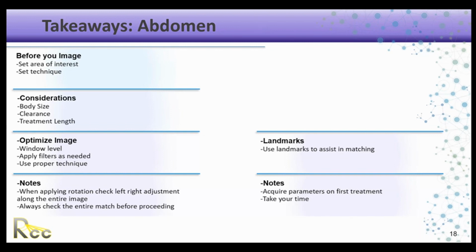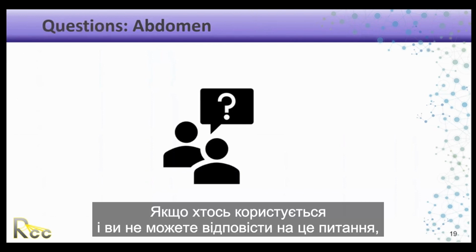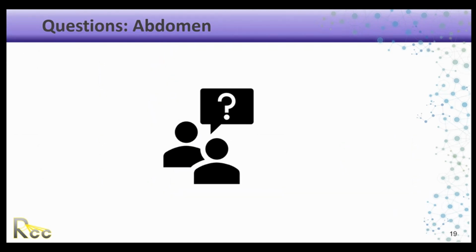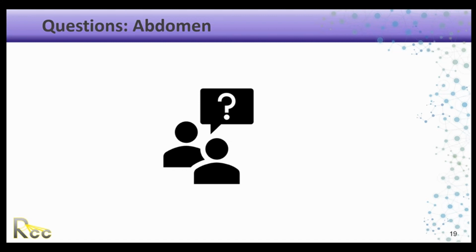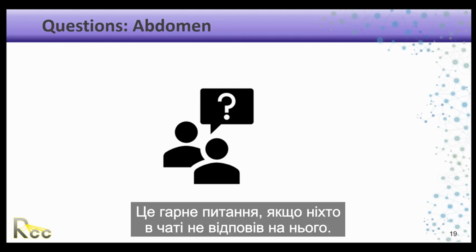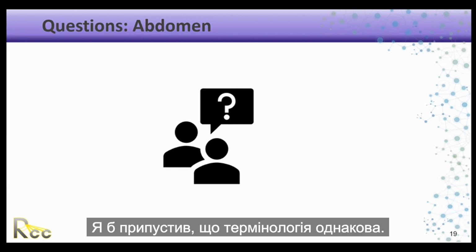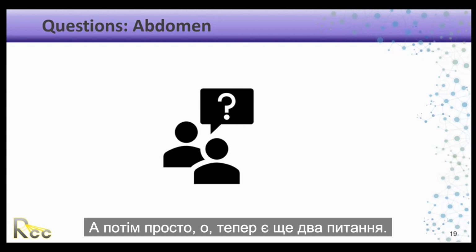Yeah, that sounds good. And then just two more questions, if that's okay. Sure. If someone's using, and you may not be able to answer this one, so maybe someone can answer in the chat. If you're using an Elekta Versa HD, what the double exposure is called. So I think, Omar, you're familiar with the Varian stuff, so maybe you don't know in the Elekta system. That's a good question. If anyone in the chat has an answer to that one, I think a double exposure just refers to a closed and open port taken together. I would assume that the terminology is the same. But if anyone has anything they know differently, then please share.